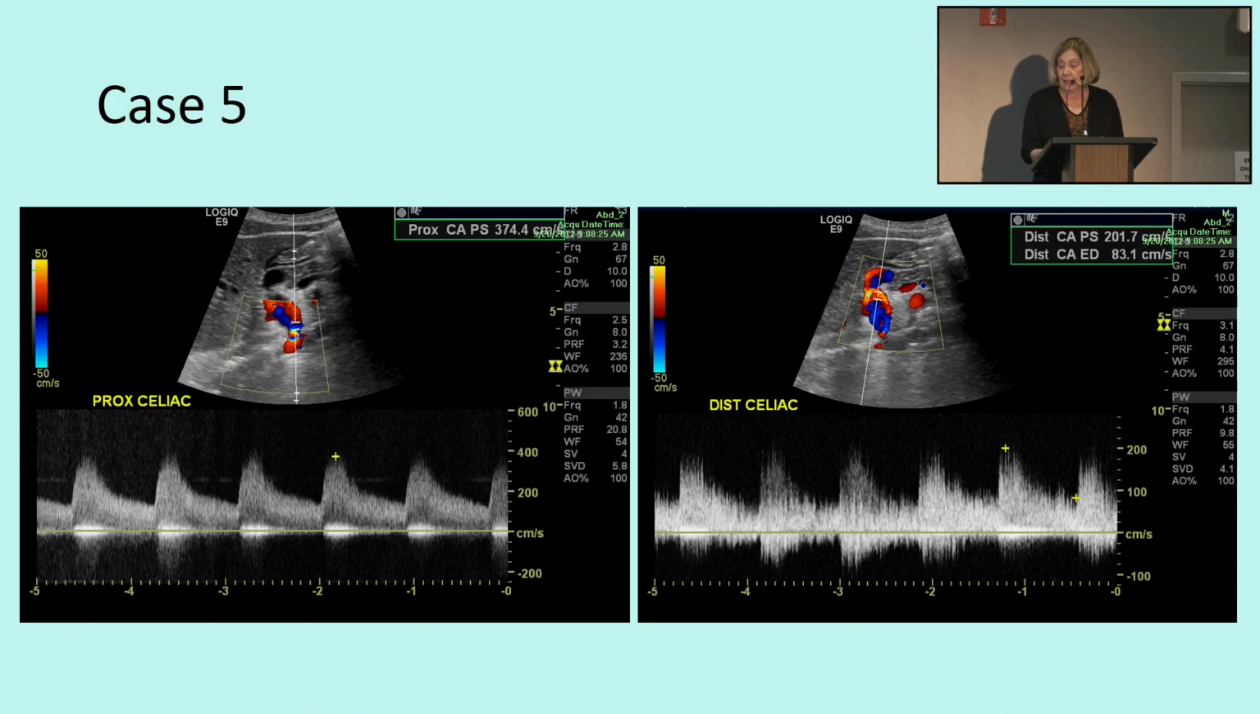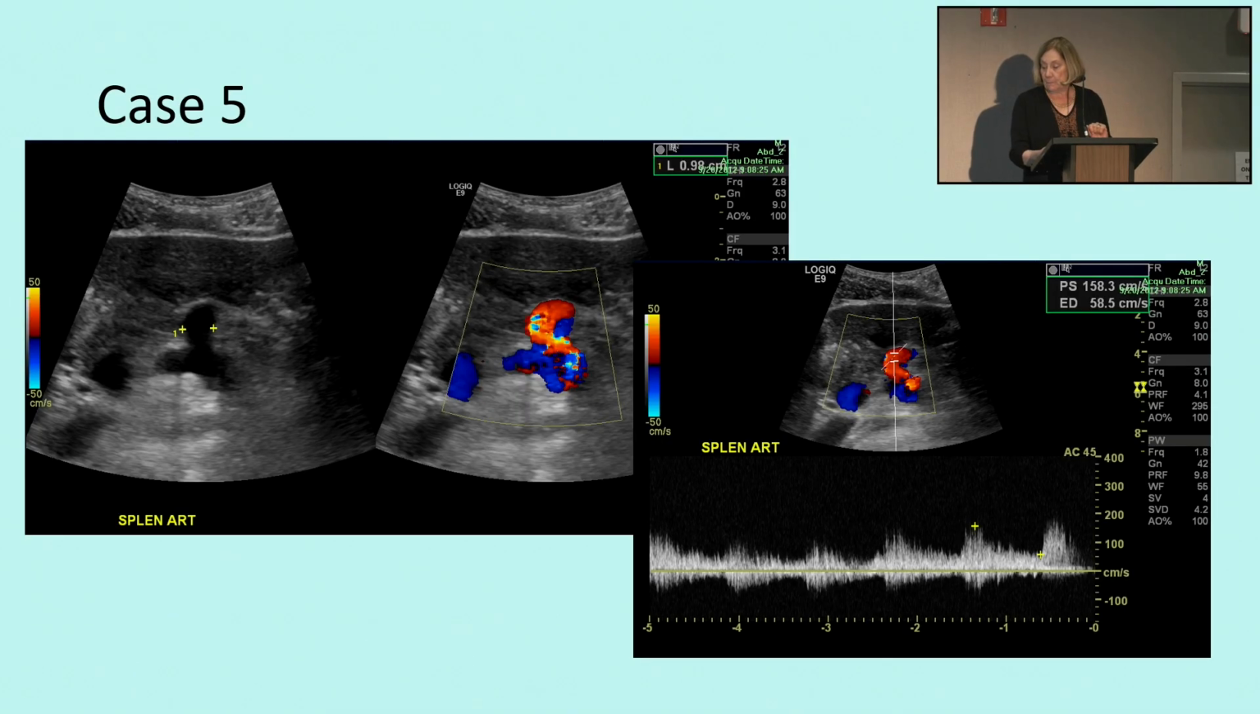So going into that celiac, it has a very high velocity, 375-ish, and then going out beyond into that aneurysmal dilatation, you see the post-stenotic turbulence. And again, if you're not sure about something being stenotic or not, if the waveform doesn't degrade into post-stenotic turbulence, you're probably not in a hemodynamically significant kind of area.